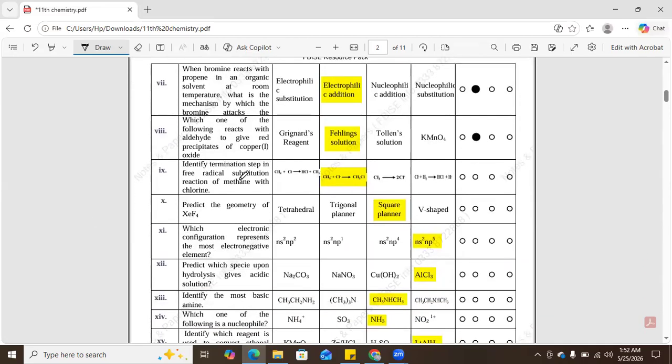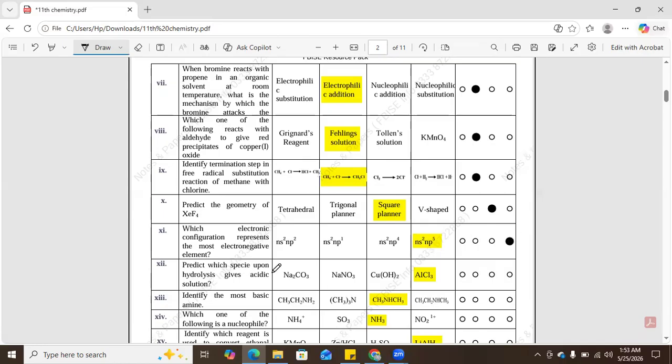Identify the termination step in the free radical substitution reaction of methane with chlorine. So this is the termination step. B is the right one. Predict the geometry of XeF4: square planar. This is C. Which electronic configuration represents the most electronegative element? This one, ns2 np5. So D is the right answer.